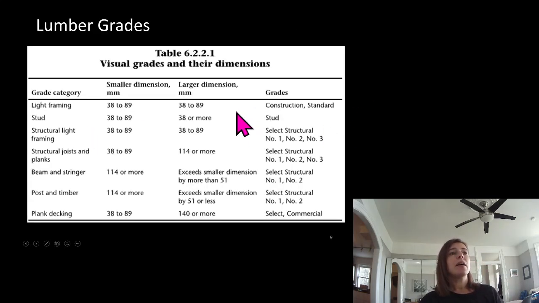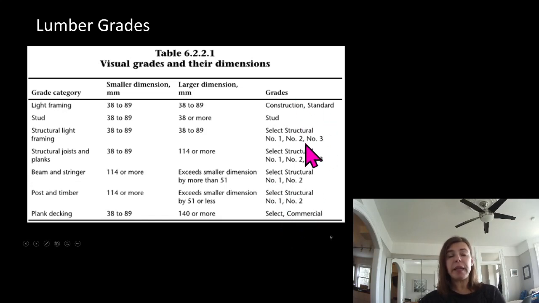So this is the visual grades and their dimensions of wood. So here's a grade category, and we've broken it up into light framing, stud, structural light framing, structural joists and planks, beams and stringers, posts and timbers, and then plank decking. All of these different types of things have different charts for the strength. But then look, we also have a grade as well, whether it is select structural, number 1, number 2, or number 3, or even a stud grade. So these are all visual gradings of our lumber.